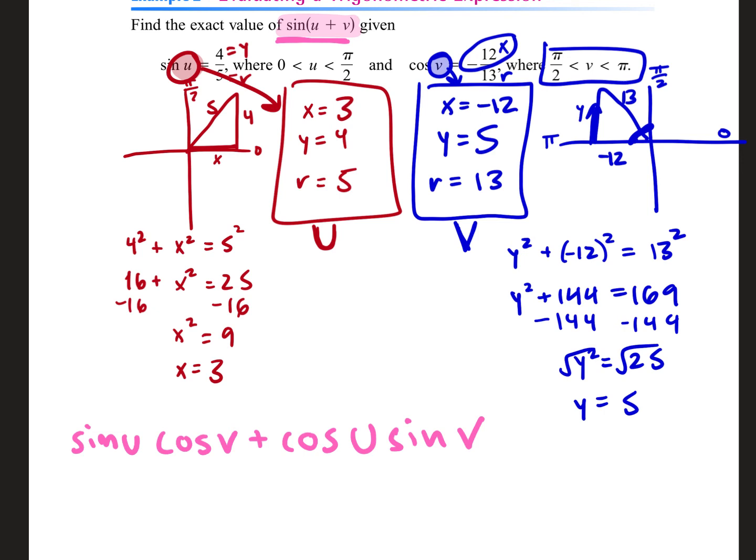Now in terms of x, y, and r, what is sine? Y over r. What is cosine? X over r. So cosine is x over r and sine is y over r.